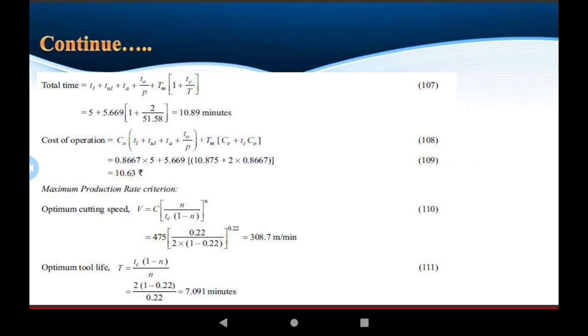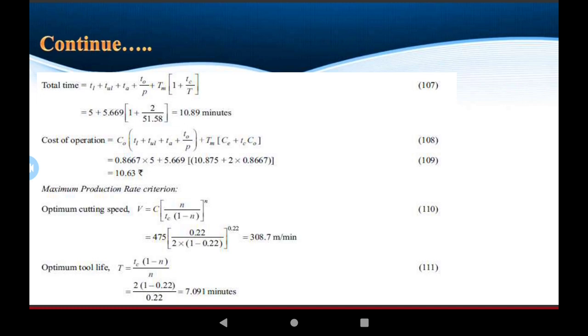Now find out the total cost of the operation. Cost equals C naught times (idle time plus Tm) plus CE, the overhead cost, plus Tc, the tool change time, times C naught, the overall cost. Putting the value of C naught, 0.8667, into idle time 5 plus machining time 5.669, plus CE, the overhead cost, 10.875, plus Tc, given as 2, into C naught, 0.8667. Solving this multiplication and addition, the cost of the operation is 10.63 rupees.